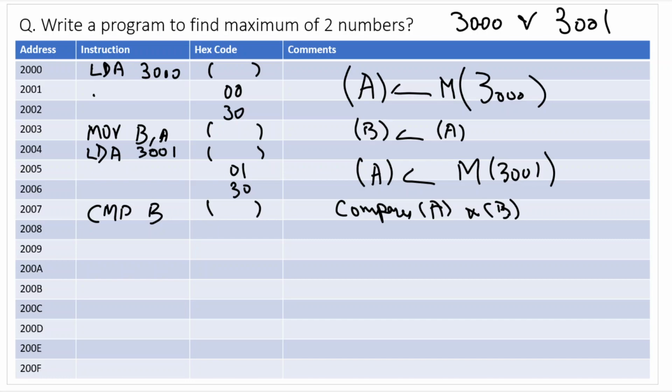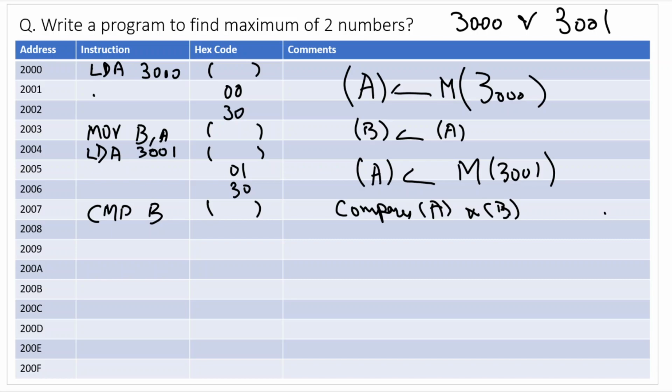Now we know from this instruction, compare B: if A is greater than B, the carry flag will be 0, Z will also be equal to 0. If A is equal to B, carry flag will be equal to 0, Z will be equal to 1. If A is less than the B register, the contents of A will be less than the contents of B, then the carry flag will be 1 and Z will be equal to 0. So we can actually check the status of the carry flag.